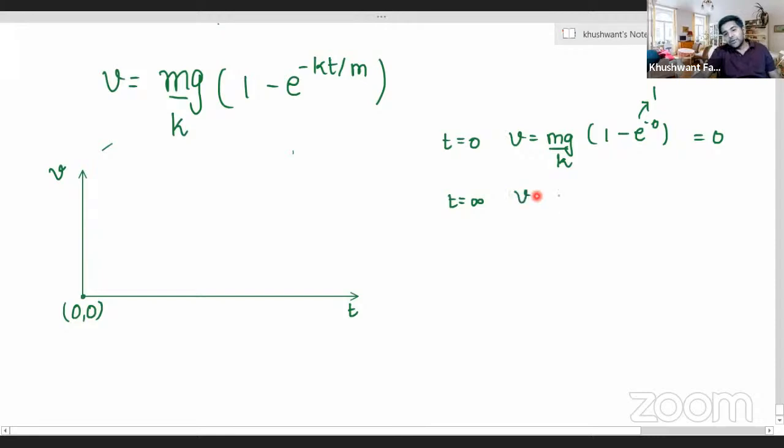V is equal to mg by k into 1 minus e power minus infinity into anything. Kt by m would not matter, right? So what can we write? This e power minus infinity can be written as 1 by e power infinity. Look, Swarada, am I correct? Check this out.